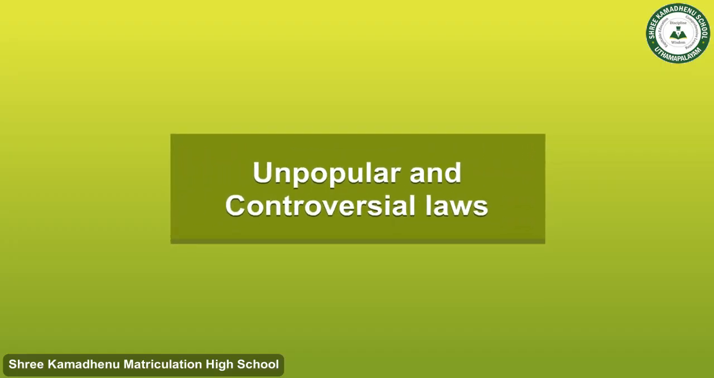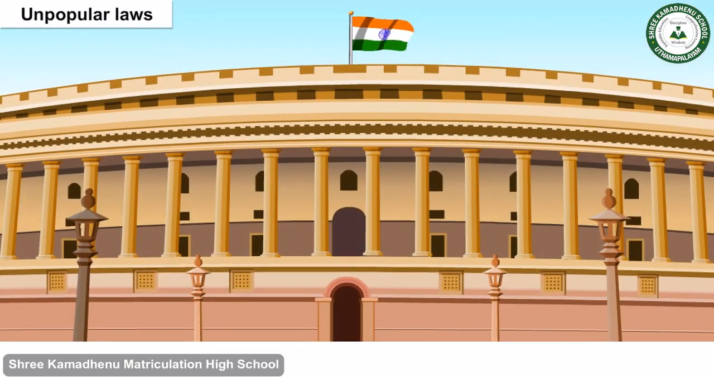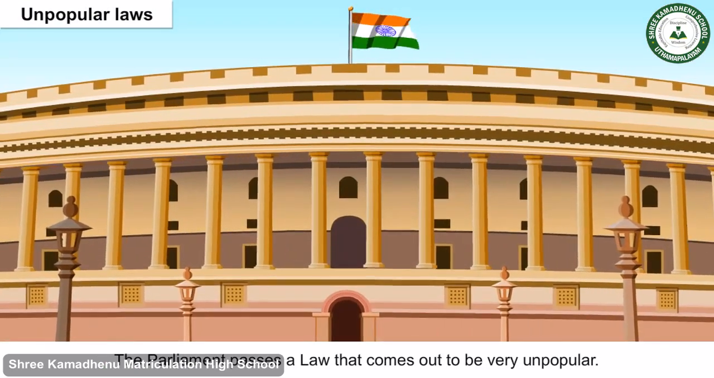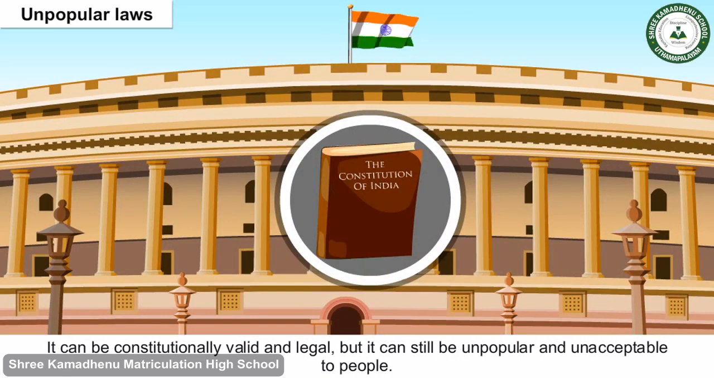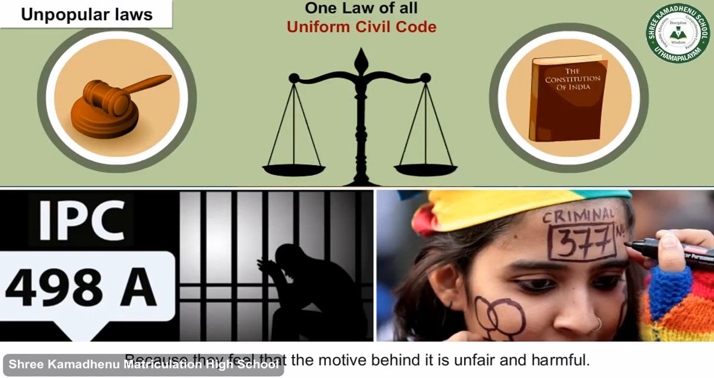Unpopular and controversial laws. Unpopular laws. The Parliament passes a law that turns out to be very unpopular. It can be constitutionally valid and legal, but it can still be unpopular and unacceptable to people because they feel that the motive behind it is unfair and harmful.